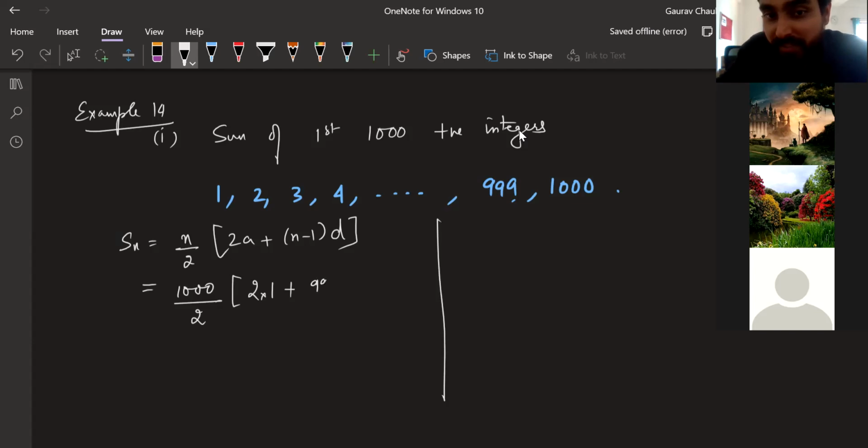So n minus 1 will be 999 into d. D is what? D is 1. Okay. D is 1. No, 2 minus 1 is 1. Yeah. So this is my formula. Once you do this, you get the correct answer.